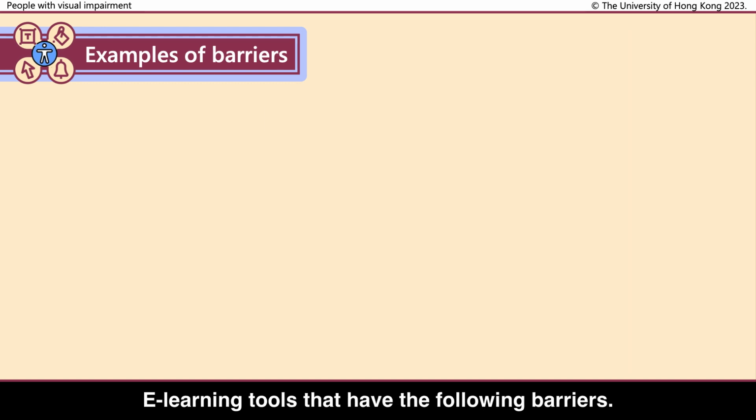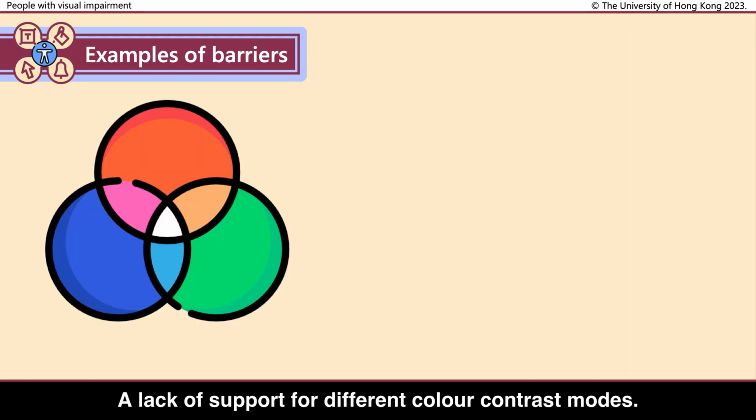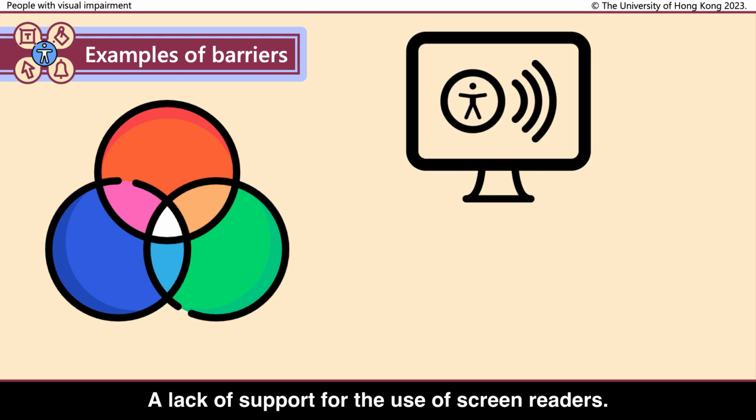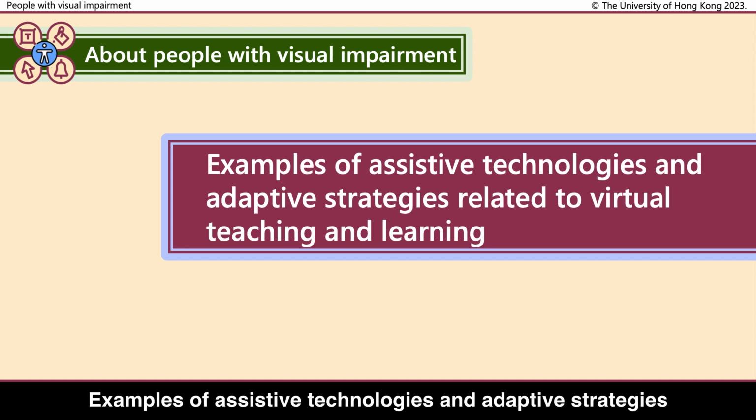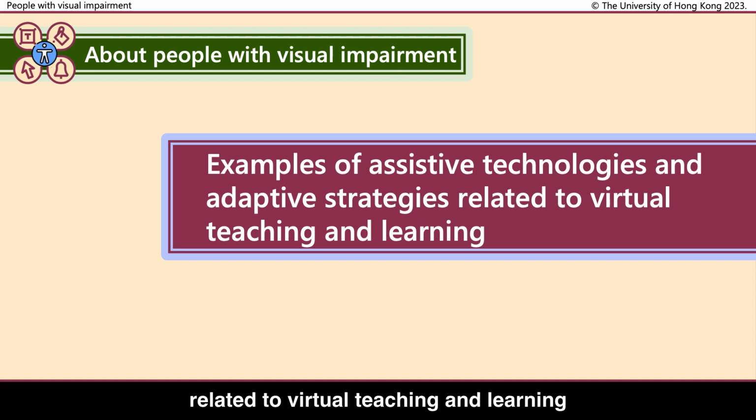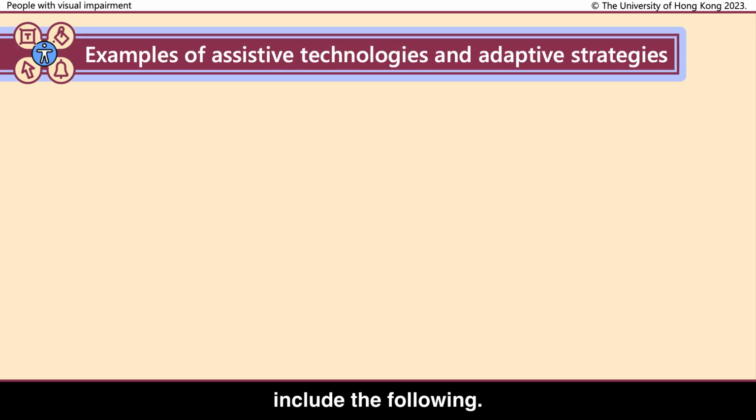E-learning tools that have the following barriers. A lack of support for different color contrast modes. A lack of support for the use of screen readers. And a lack of support for keyboard-only control. Examples of assistive technologies and adaptive strategies related to virtual teaching and learning include the following.